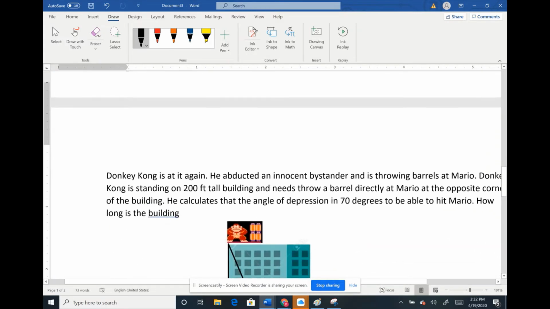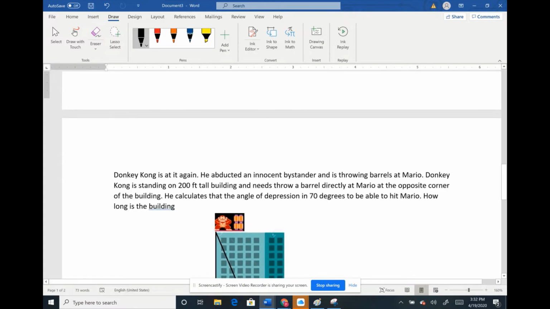Okay, I'm going to highlight key words when I read them here. Donkey Kong is at it again. He abducted an innocent bystander and is throwing barrels at Mario. Donkey Kong is standing on a 200 feet tall building and needs to throw a barrel directly at Mario on the opposite corner of the building. Okay, opposite corner of the building. Where he calculates that the angle of depression is 70 degrees to be able to hit Mario. How long is the building?